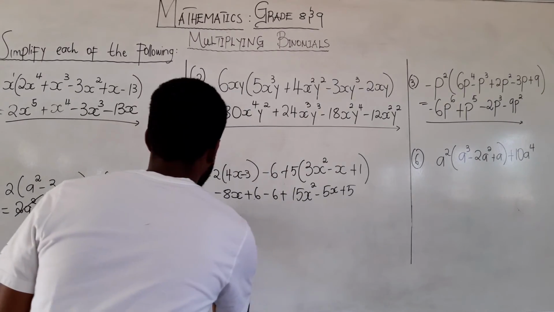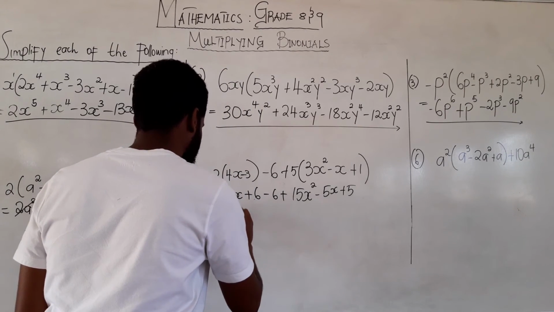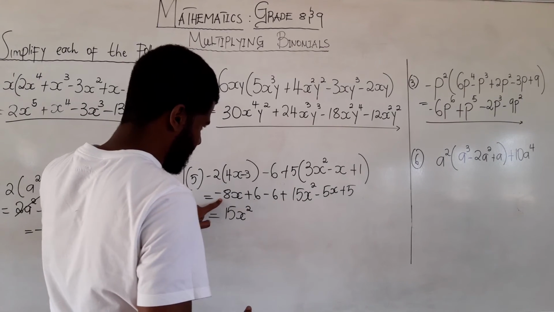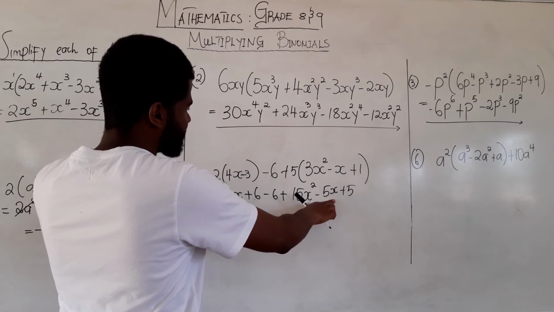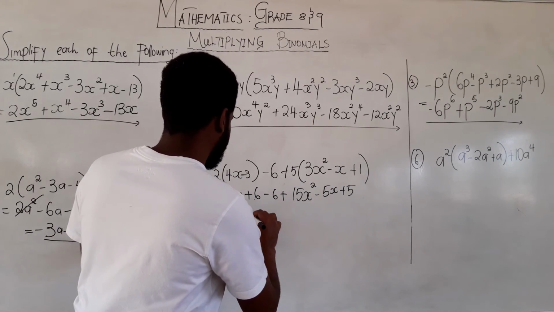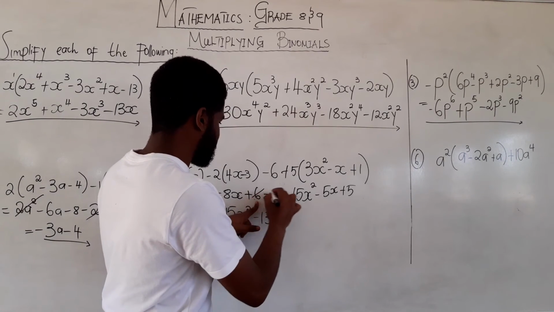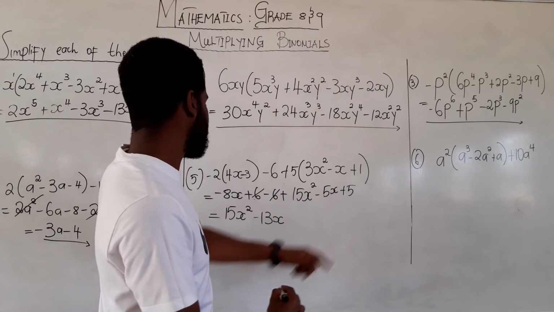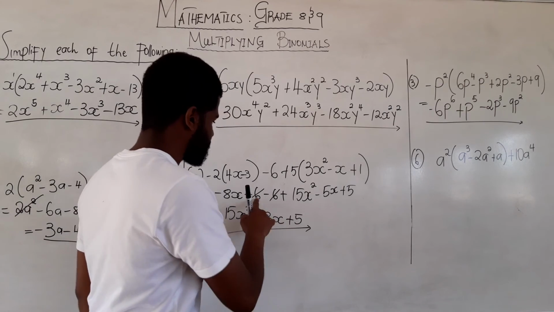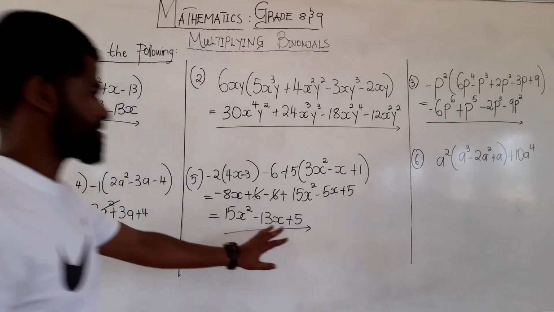Let us take a look at our like terms. Therefore, 15x squared doesn't have a like term, so we're going to write it the way it is. 15x squared minus 8x minus 5x. Minus 8 minus 5 will give us negative 13x. And then 6 will cancel out 6. And then we're left with our constant, which is 5. Or you can simply say 6 minus 6 plus 5, the final answer will become 5. Therefore, this is our final answer.